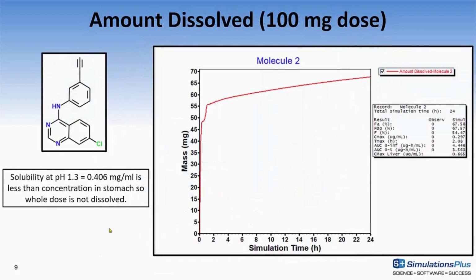So if we look at the pH profile for the compound I just saw, put this into GastroPlus. Here we're looking at a 100 milligram dose of this particular compound, and it's a simulated PK run. The red line here represents the amount dissolved. And again, remember that this is a 100 milligram dose.